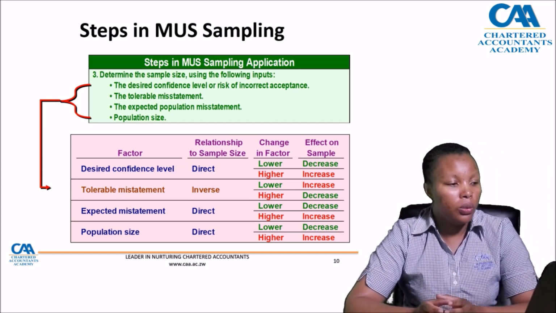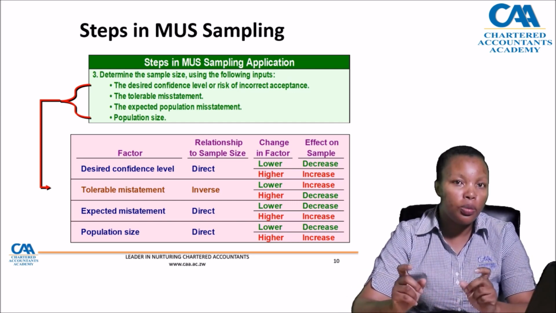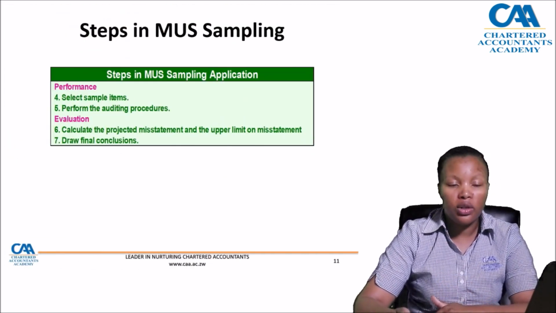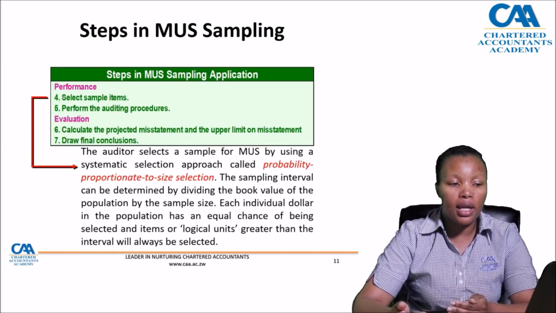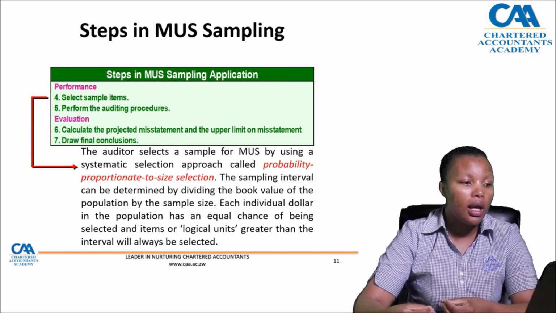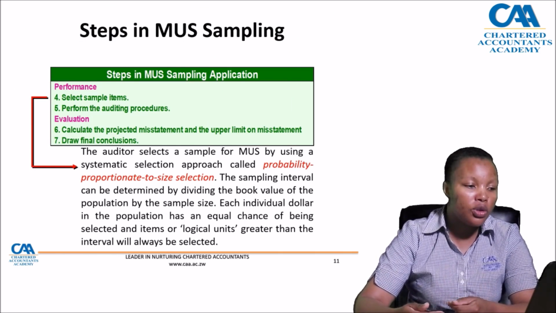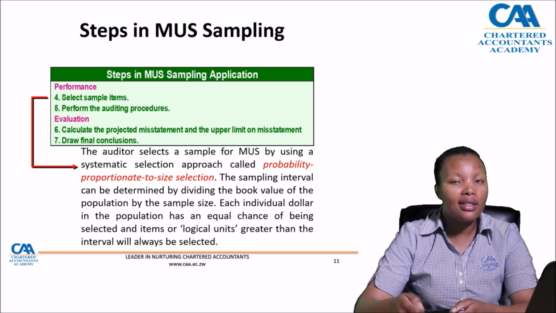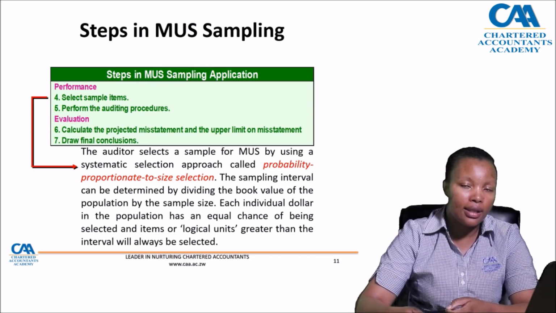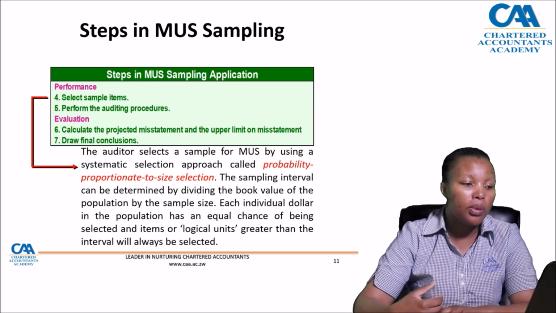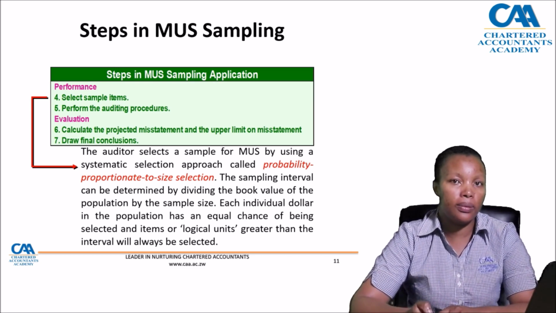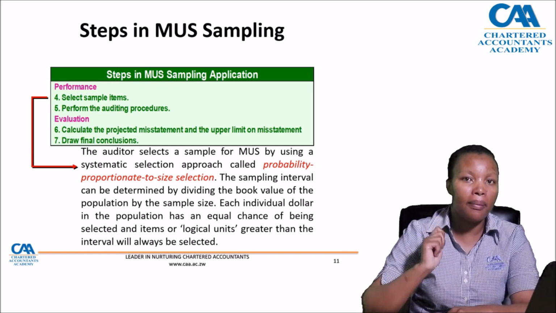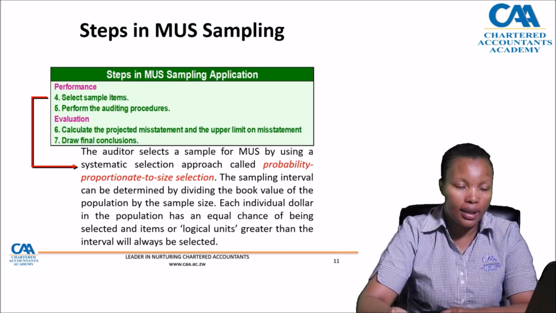So we move on, at this stage we now want to perform and evaluate. With monetary unit sampling, the auditor selects the sample using a systematic selection approach. This approach is called probability proportionate to size selection. That is the selection method you'll use when using the monetary unit sampling technique.